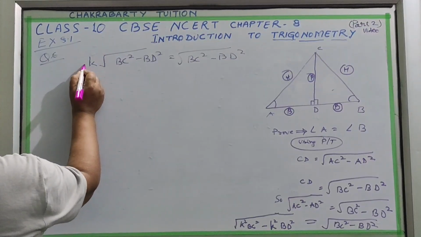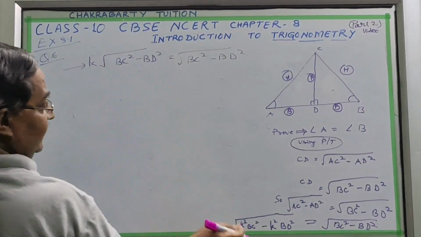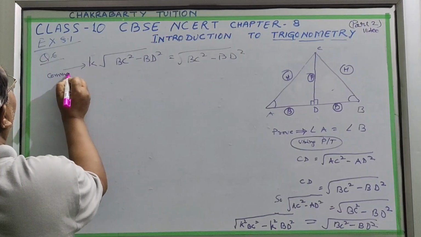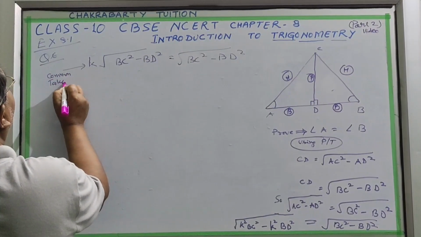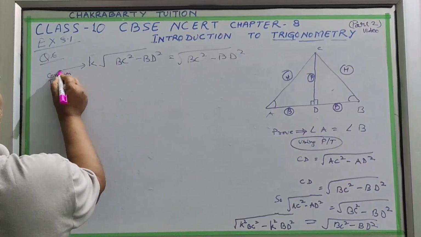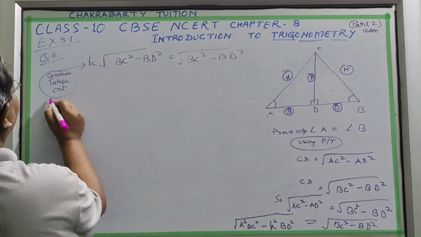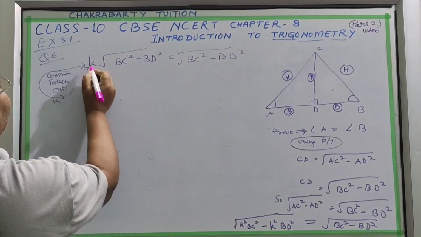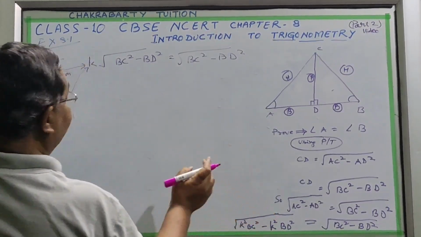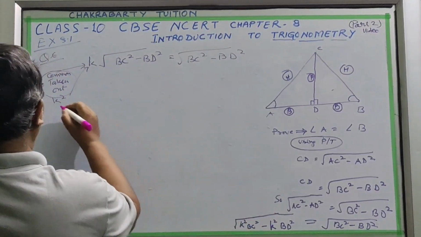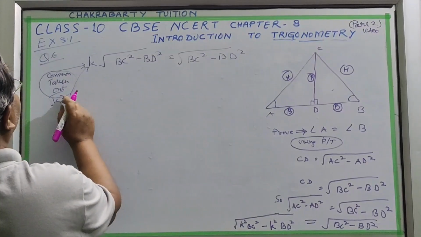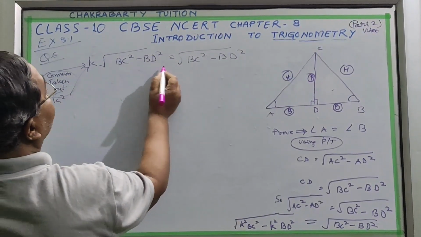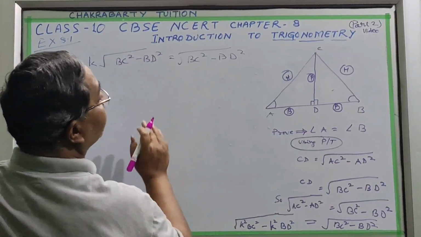So here this is your common. From this, K and K common we have taken out. So common we have taken out, so K square will come out. Because square is there, under root sign is there, so common K square will come out and it will become K. Okay. So here BC is equal to BD.